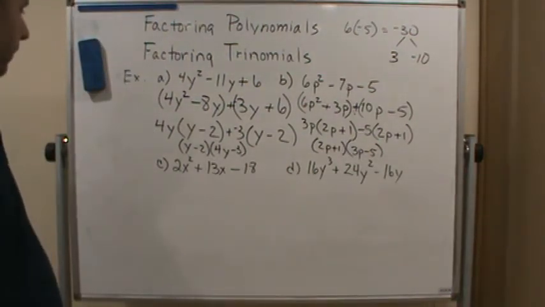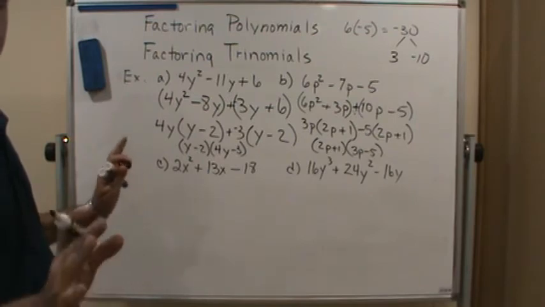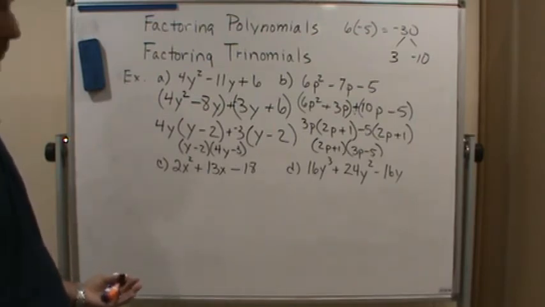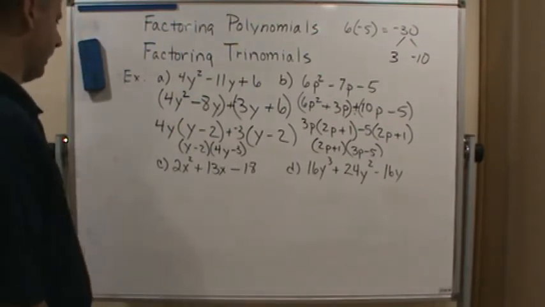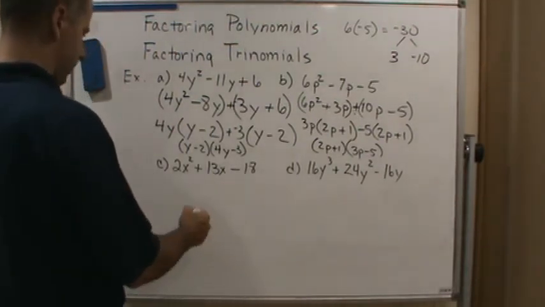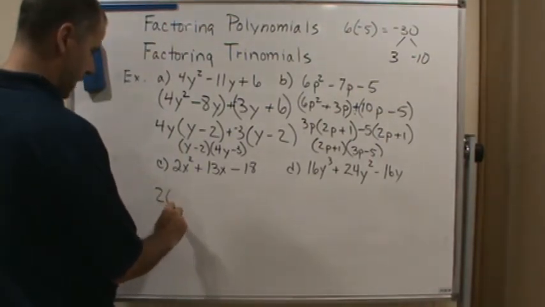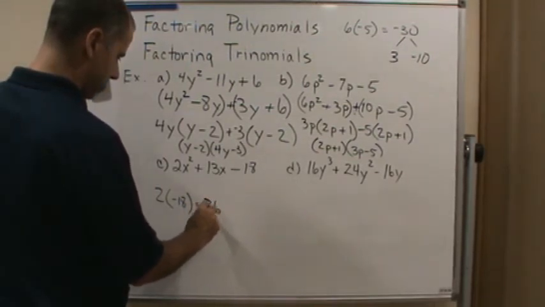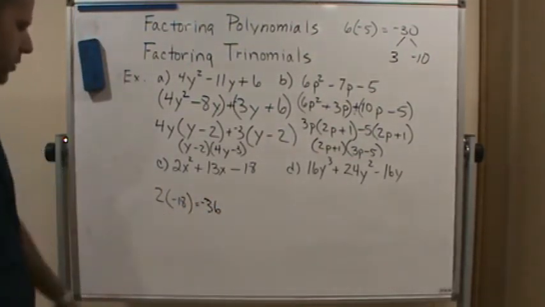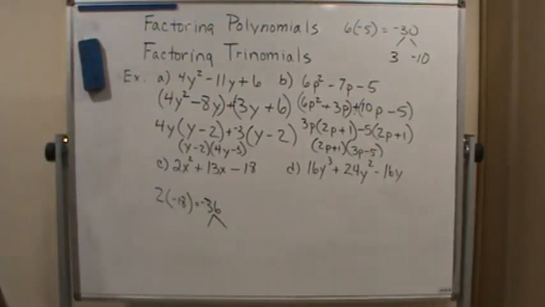Okay, let's do another one. Now, by the way, none of these have had a greatest common factor. So again, don't forget, the first thing you want to look at is see if there's a greatest common factor. The first two didn't have greatest common factors. Okay, and neither does this one. So let's keep going. So now I'm going to do what? 2 times negative 18, which equals negative 36. So now I'm looking for two factors of negative 36 that will give me 13.